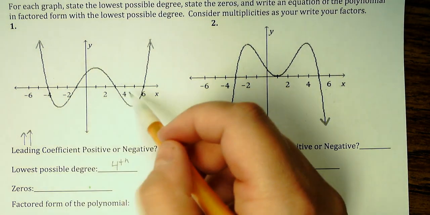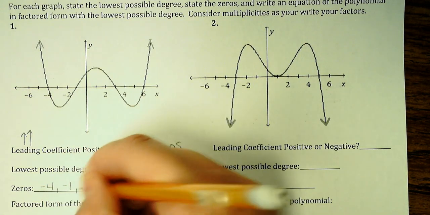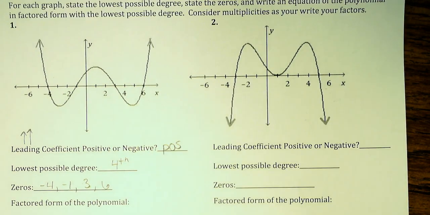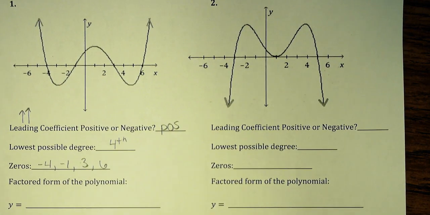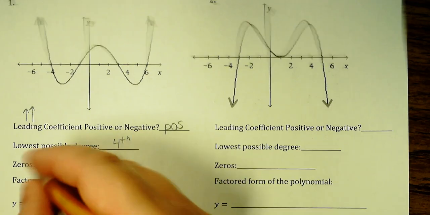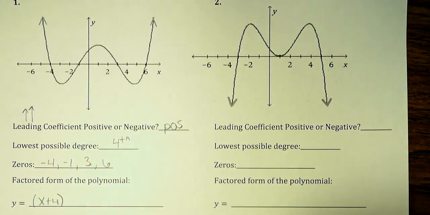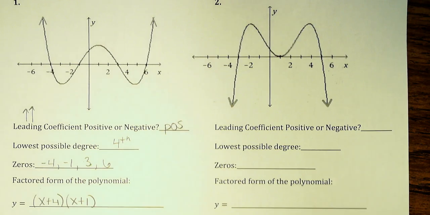Zeros are where you're crossing the x-axis. You're crossing at -4, -1, 3, and 6. Okay, there's no bouncing there. And so what I'm going to have us do in this last little part of the question is write the factored form. So if your 0 is -4, x plus 4 would be the factor. If your 0 is -1, x plus 1 would be the factor.